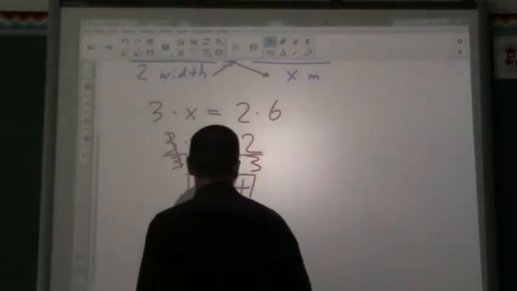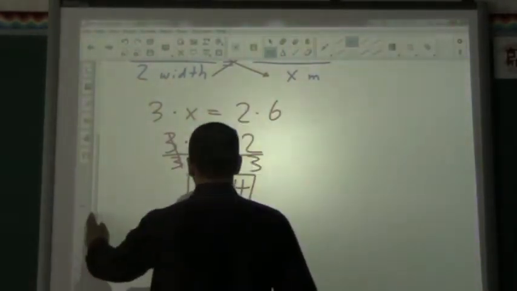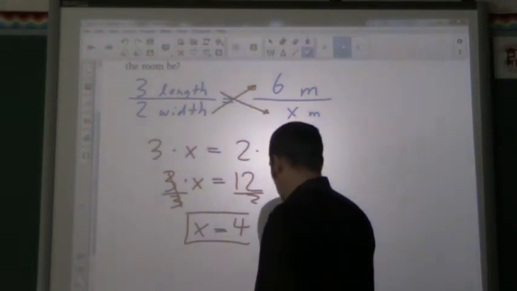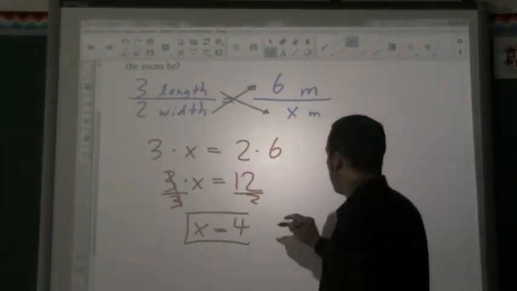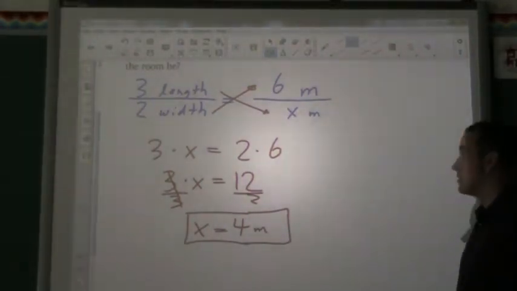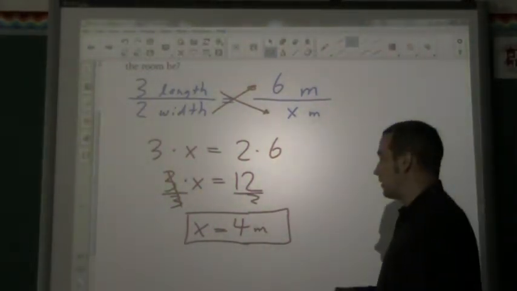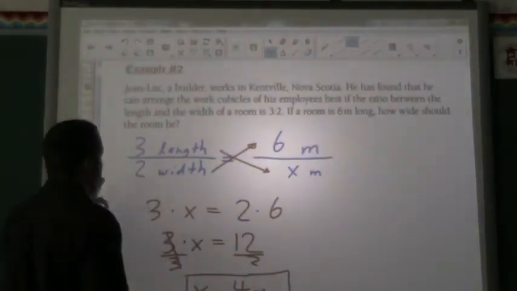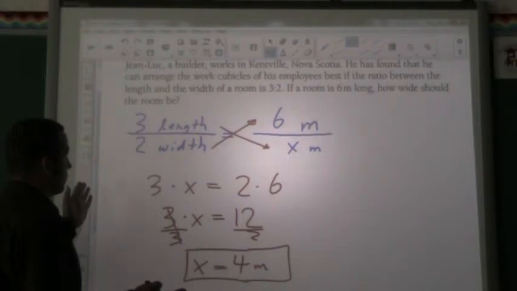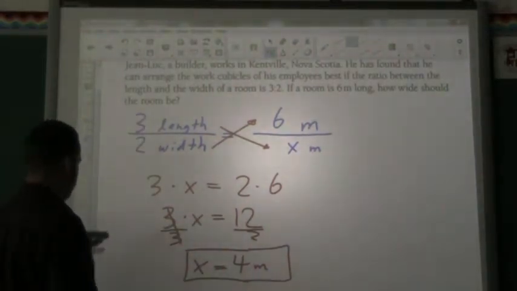And for this one, again, we should include units at the end when we write out our answer. So we'll say it's x equals 4 meters. So if you're required a sentence answer, it would be that the width of the room that Jean-Luc should build to get an optimal 3 to 2 ratio is 4 meters.